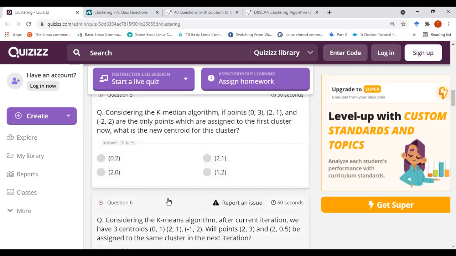Okay, k-median. What's the difference between k-means and k-median? In k-means I am finding the average of the rows to find the centroid. In k-median I am finding the median of all the points in the cluster. So what is the difference between median and mean? Right, so if points 0, 3, 2, 1 and minus 2 are the only points assigned to the first cluster, let's calculate this. If I sort it: minus 2, 0, 1, 2, 3. So 1 is the median. That's right. Okay.